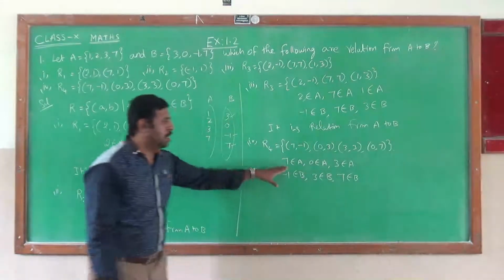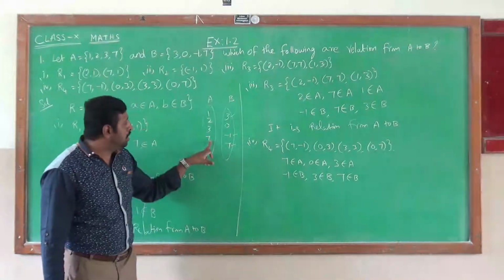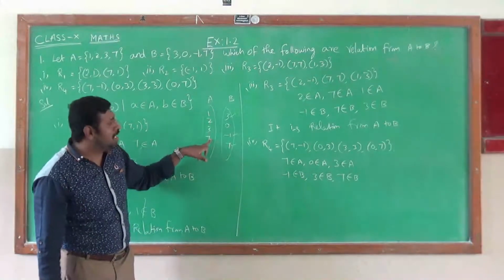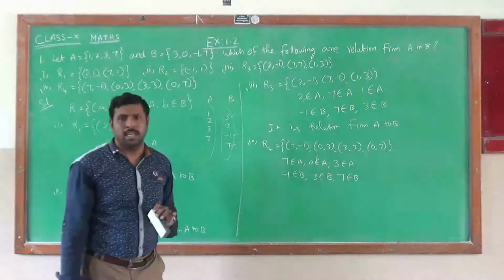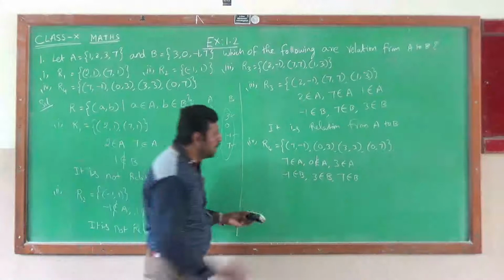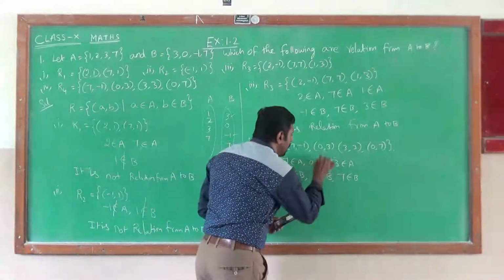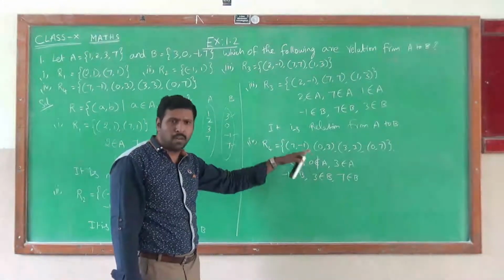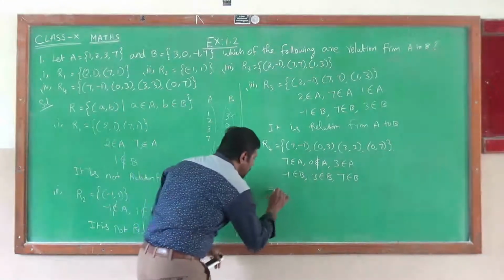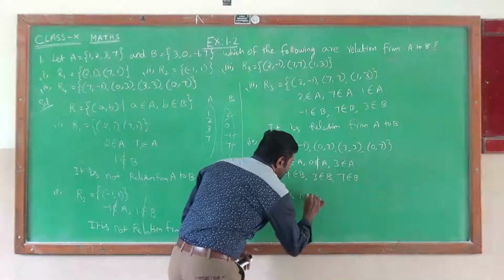Now come to the set. Here 7 is there, and then 0 is not in the set A. So 0 does not belong to A, so we say it is not a relation. Even if only one ordered pair is not in the subset of A cross B, it is not a relation.